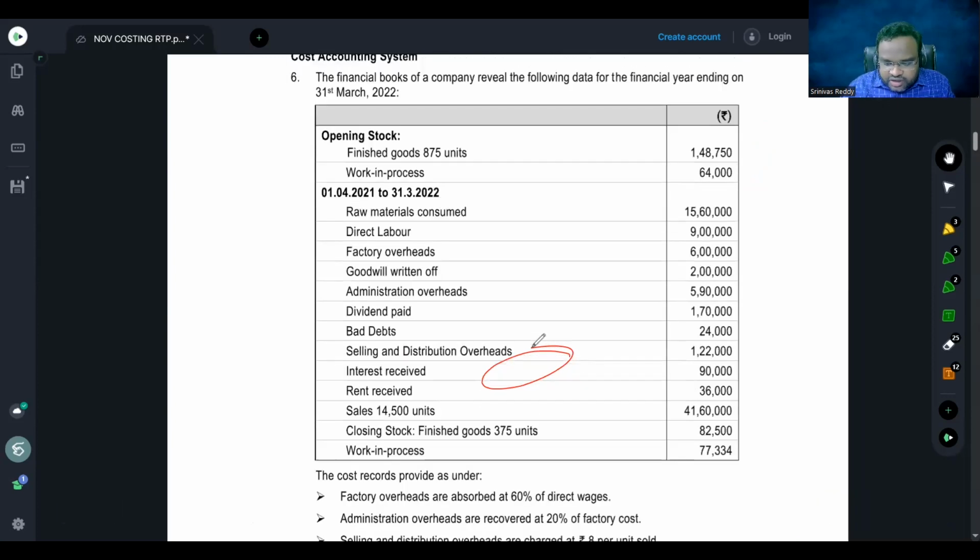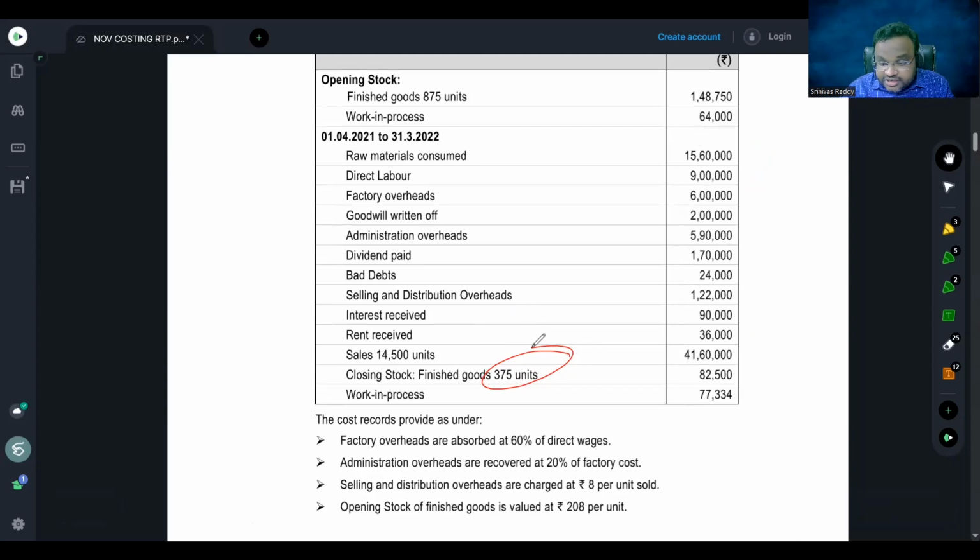So opening stock WIP will be there. Factory overheads are absorbed at 60% of the direct wages. How much is your direct labor? 9 lakhs. So factory overheads at 60% means 9 lakhs into 60%. How much amount? 5 lakh 40,000. Whereas how much have you spent? Actually, it is 6 lakhs. So you'll get under absorption or over absorption of overheads. You have spent 6 lakhs, but you have absorbed only 5 lakh 40,000. So 60,000 is a reason of under recovery.